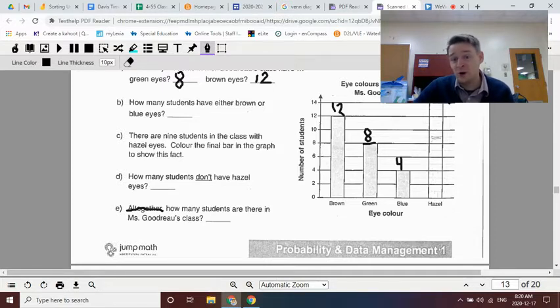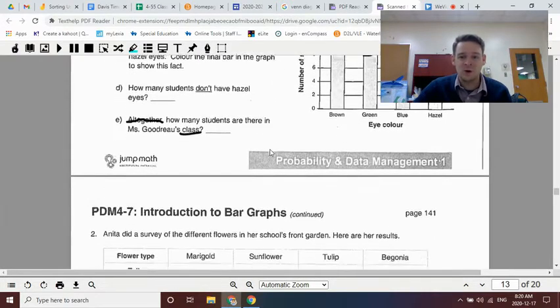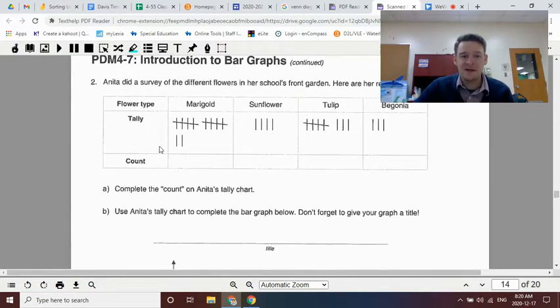Okay, so if you know how many students have each different color of eyes, you should be able to figure out how many students are in the class by adding them all together. Okay? That's a question you'll often run into when you're working with graphs. On the second page, we're looking at a tally survey chart that Anita did.